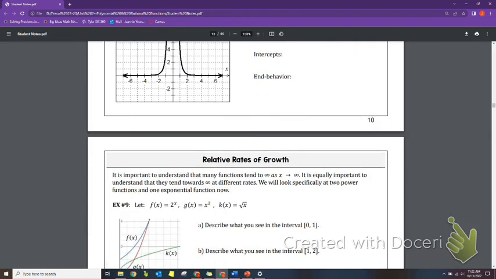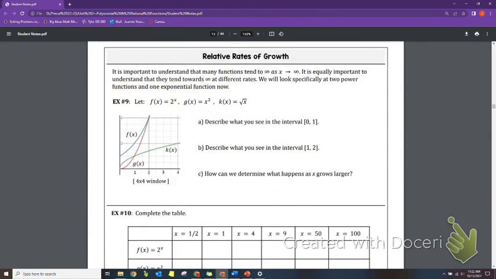All right, so some relative rates of growth. It says it is important to understand that many functions tend to positive infinity as x goes towards positive infinity. It is equally important to understand that they tend towards infinity at different rates. We'll look specifically at 2 power functions and 1 exponential function now. So example 9 says let f of x equal 2 to the x, g of x equals x squared, and k of x is the square root of x. Describe what you see in the interval from 0 to 1.